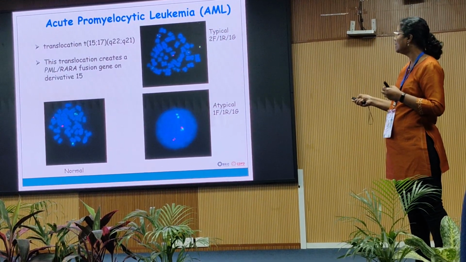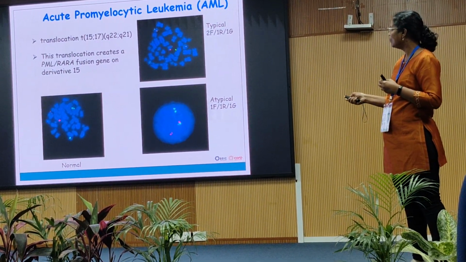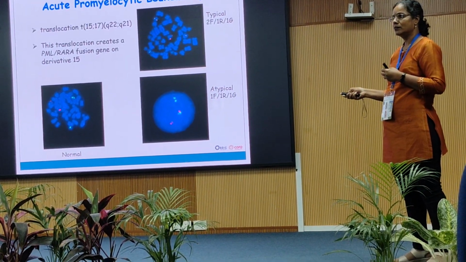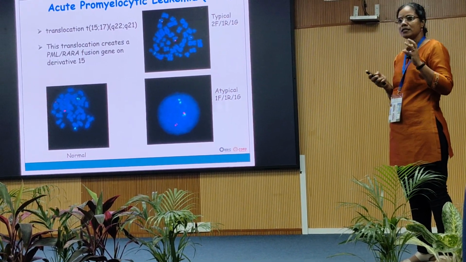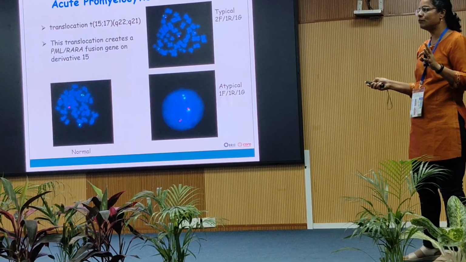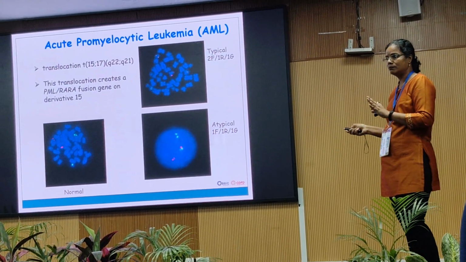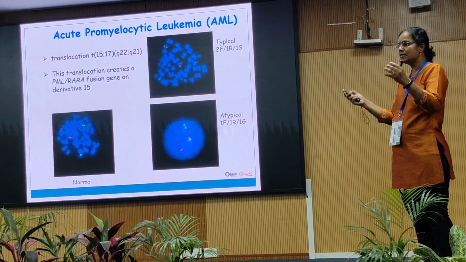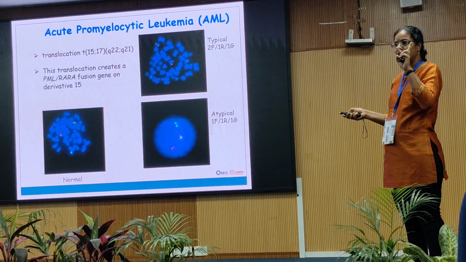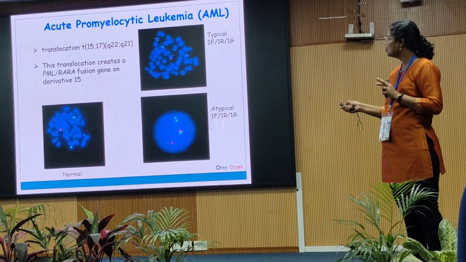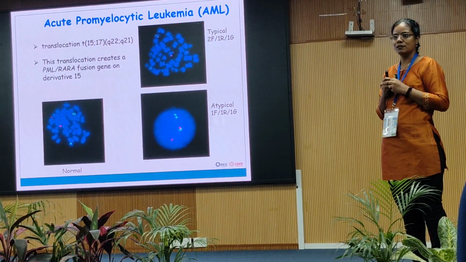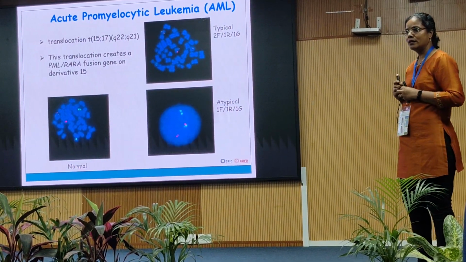So this is a typical pattern: 2 fusion signals, and then one red and one green. These are the normal signals of chromosome 15 and chromosome 17. And then because there is a translocation, there are 2 derivative chromosomes, and you can see 2 different fused signals.